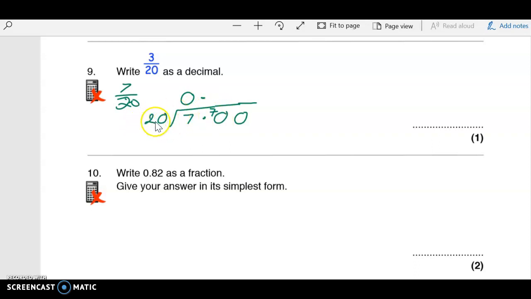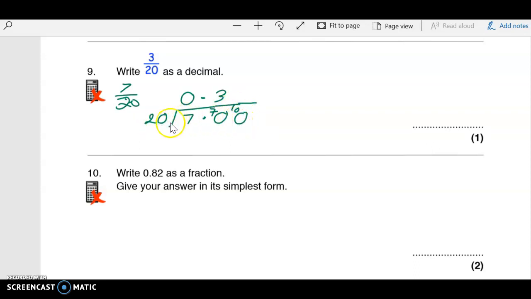So then I'm saying how many 20s go into 70? Well, if we're going through the 20 times table, we've got 20, 40, 60, 80. 80 is too far, so I have to go back to 60. So 20, 40, 60 is 3 times. Okay, and then there's 10 left over. So I give 10 to the other 0, and now I've got 100.